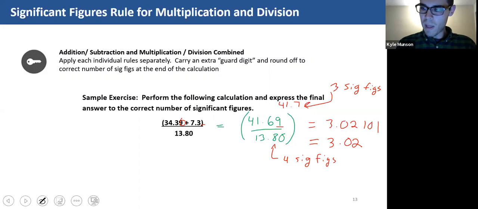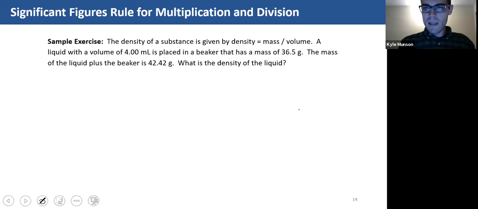So again, we're going to apply each individual rule separately, carry an extra guard digit, which is that 9, okay? We're just doing it for the calculation, and round off to the correct amount of significant figures at the end of the calculation, okay? So hopefully that example made sense, all right? And there'll be more examples like this in your homework that you can go over and get some more practice. Okay, let's do another example before we end this video, and then we'll go on to metric unit conversions.